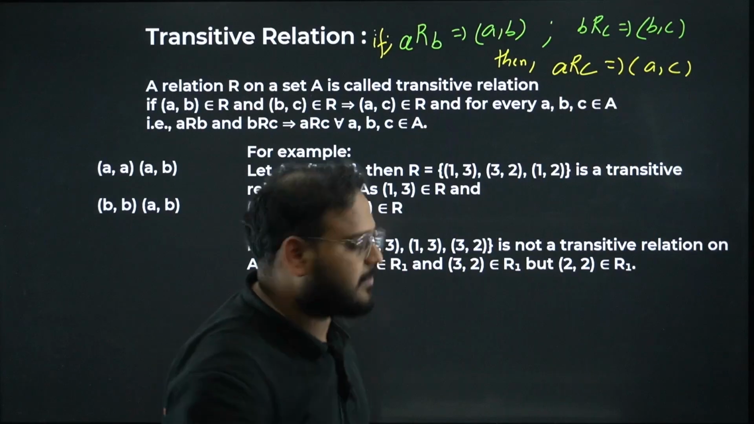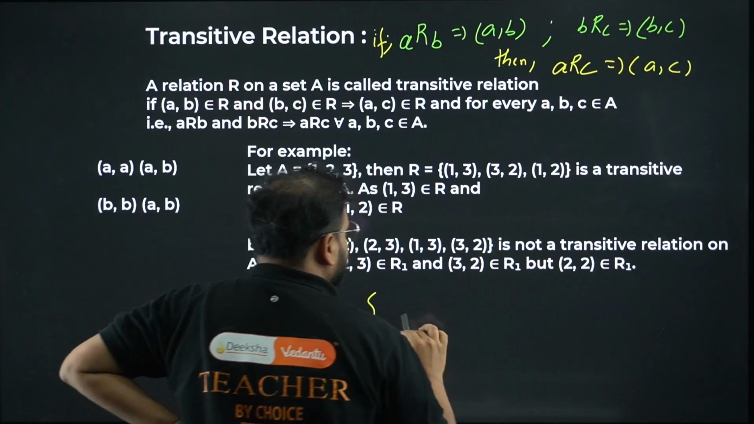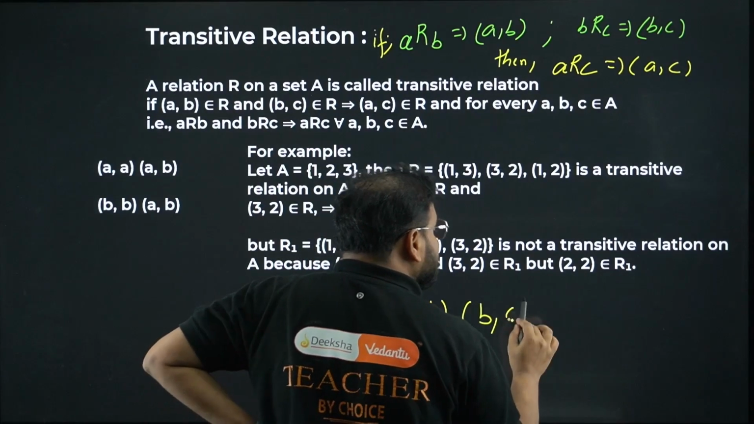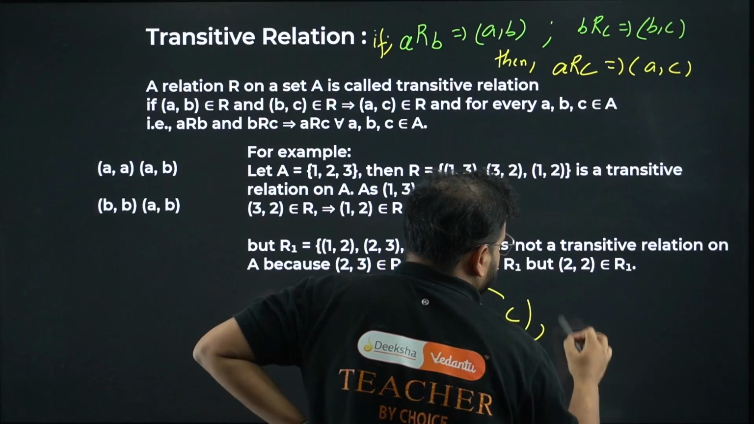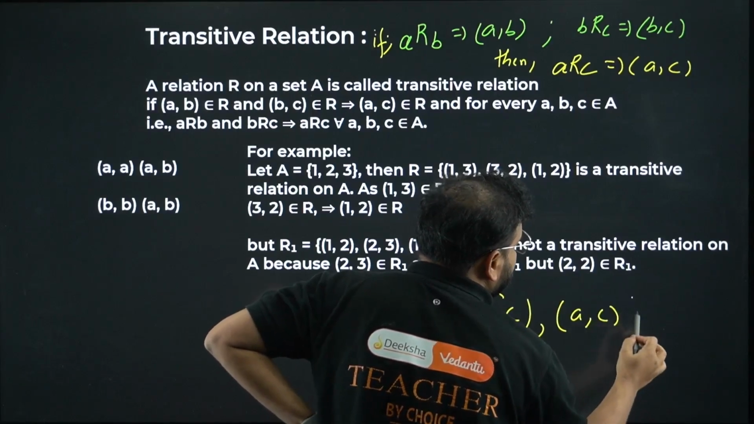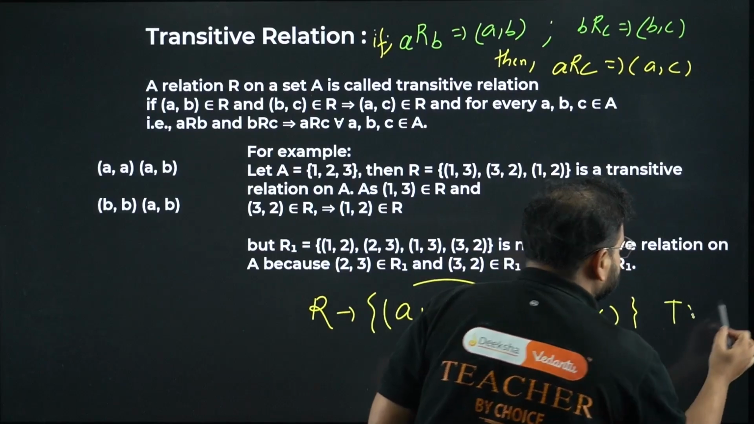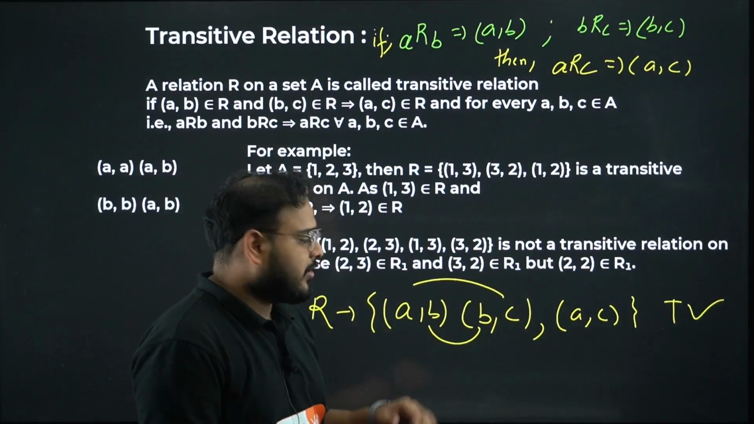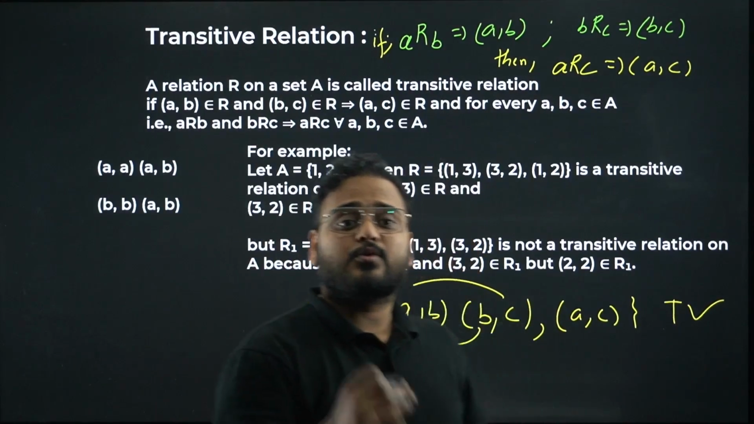Meaning, if the relation R has AB in it and BC in it, then I should have AC also in it. Then only can I say this is a transitive relation. So that's simple. Then why do students get stuck on this? This is very simple: A, B, B, C, then AC should be there. Simple to understand.